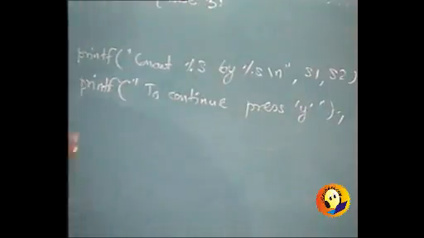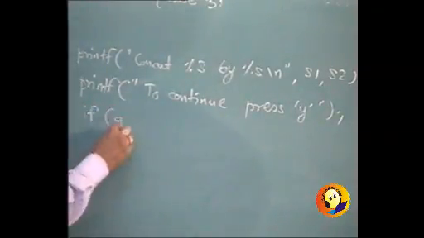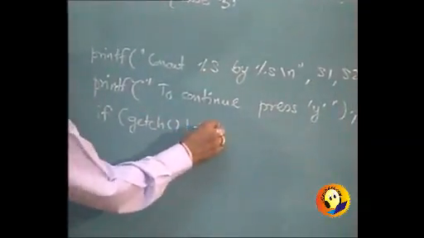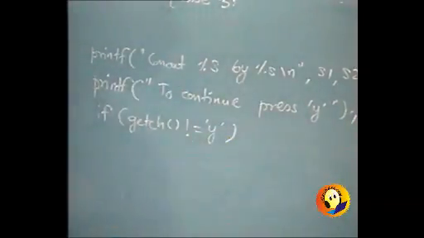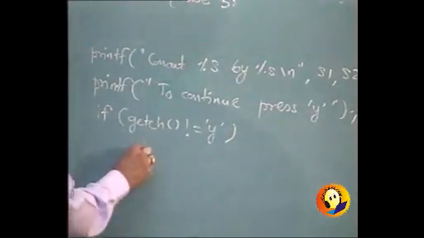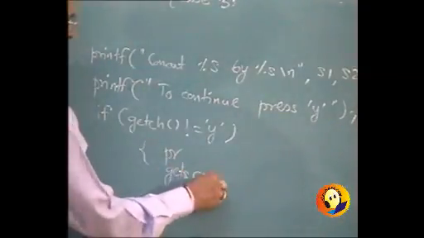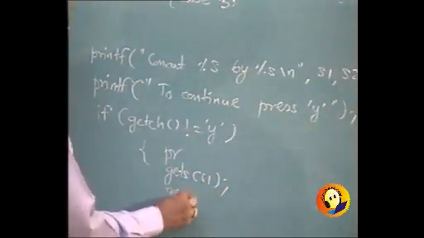If the user presses anything else, so you will say if get ch is not equal to Y. If it is any other character than Y, then you are required to accept the strings. Okay, so you will say printf, get s1, get s2.